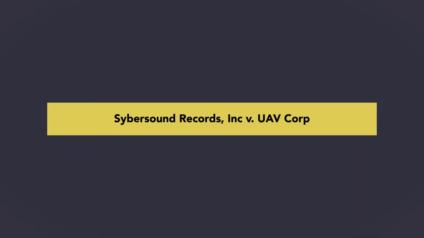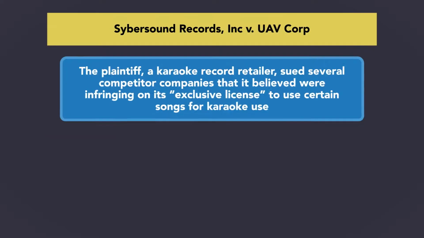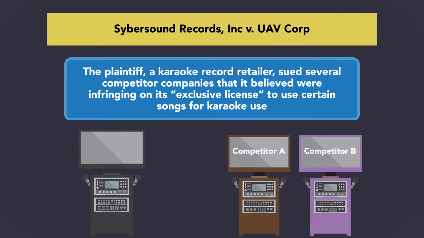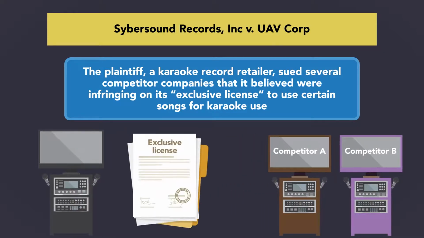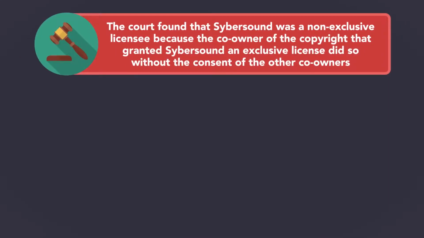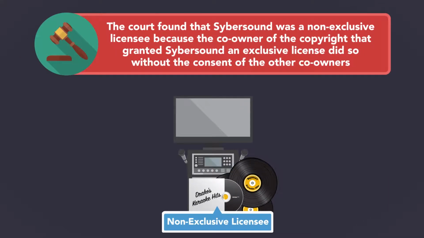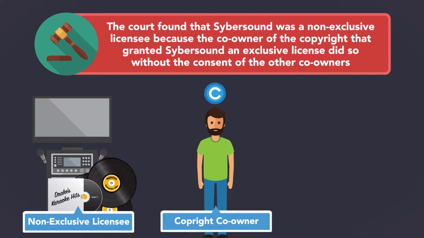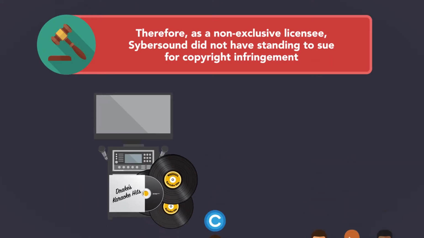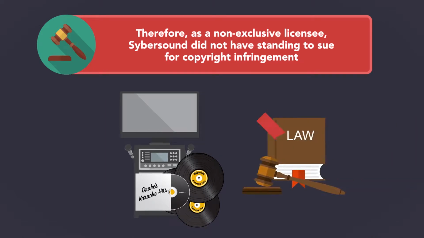In Cybersound Records v. UAV Corp., the plaintiff, a karaoke record retailer, sued several competitor companies that it believed were infringing on its exclusive license to use certain songs for karaoke use. The court found that Cybersound was a non-exclusive licensee because the co-owner of the copyright that granted Cybersound an exclusive license did so without the consent of the other co-owners, and therefore, as a non-exclusive licensee, Cybersound did not have standing to sue for copyright infringement.